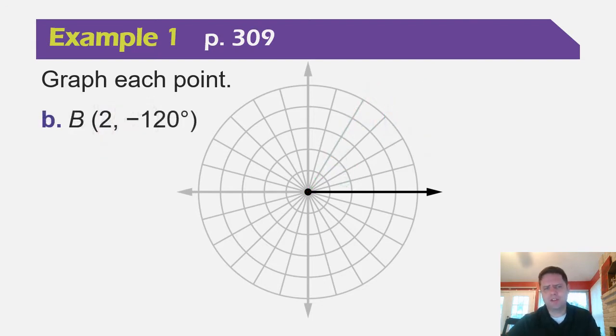Example B says, find point B, which is at 2 comma negative 120. Now notice that this is a negative degree measurement. Remember, these are in 15 degree measurements here. So we're just going to go around this direction. This will be 90 once we get to here. Another 15 would be 105. Another 15 would be 120. So we need it along this line here. And we need it out 2. So 1, 2. So B should be sitting right about there.